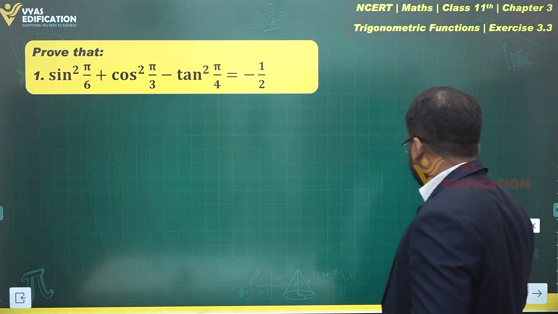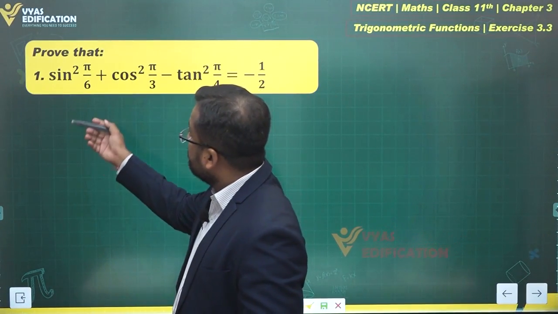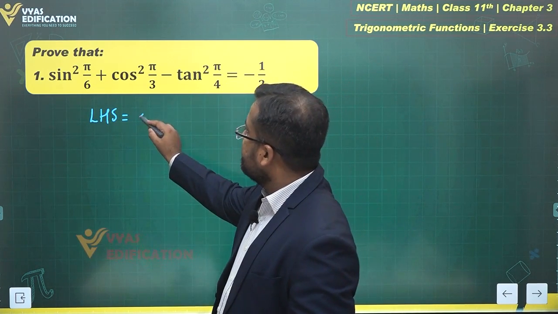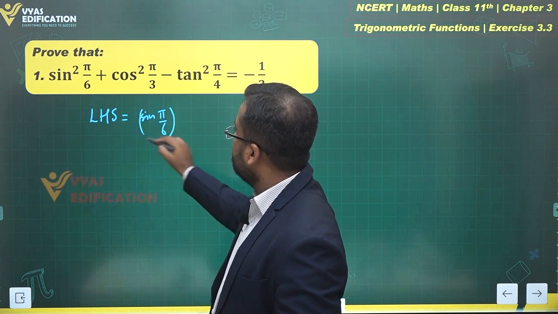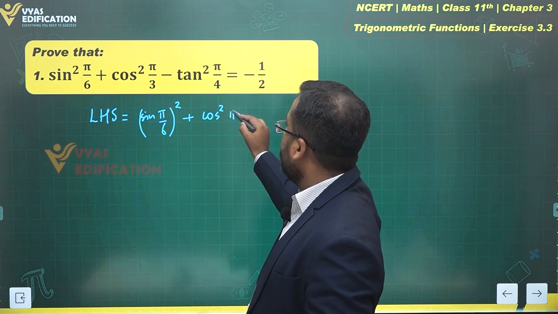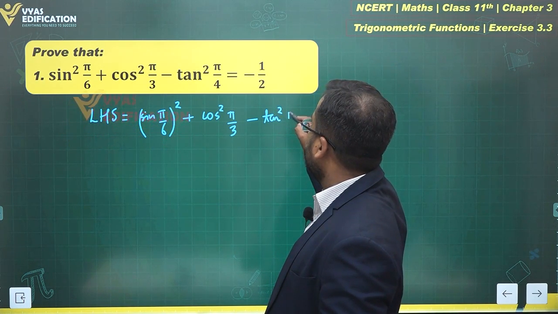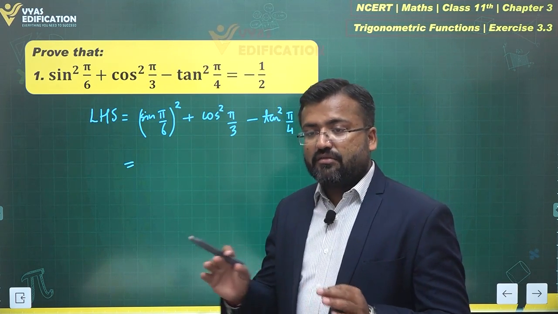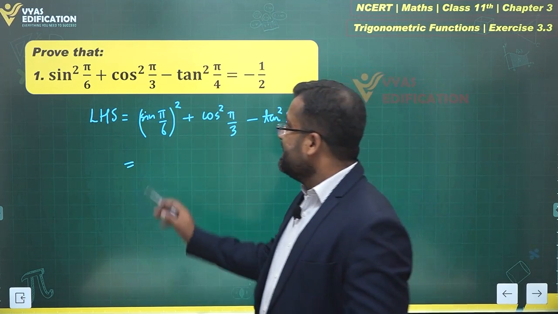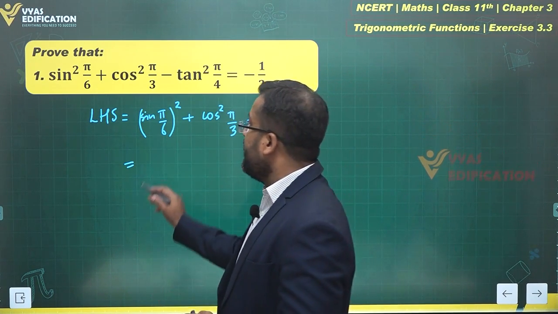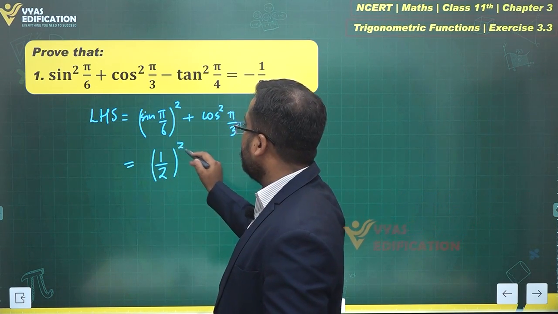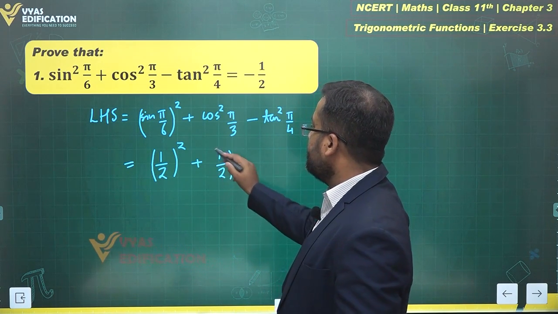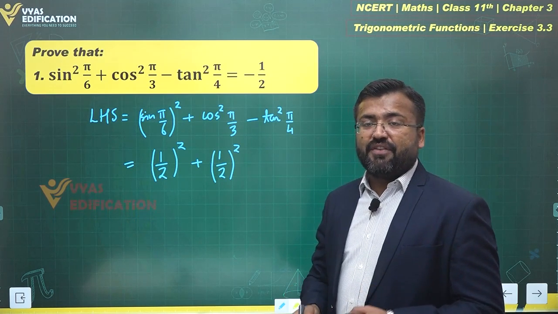Let's take a look at this first part. In the LHS you have sine square pi by 6, plus cos square pi by 3 minus tan square pi by 4. I'll basically use both degrees and radians. This sine pi by 6, which is actually sine 30 degree, the value is 1 by 2. This is 1 by 2 power 2. Cos pi by 3, which is cos 60 degree, is again 1 by 2. This is 1 by 2 and its square. Tan pi by 4 is tan 45 degree, which is 1.